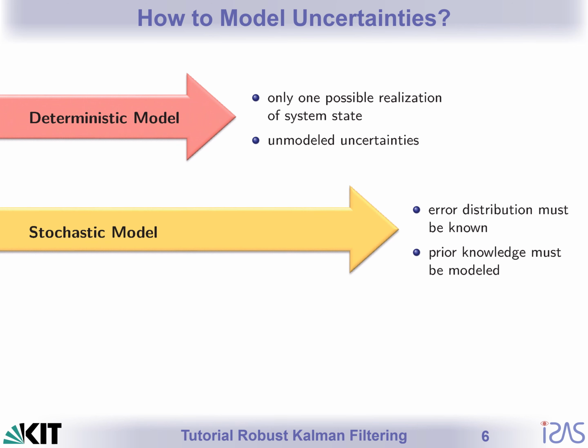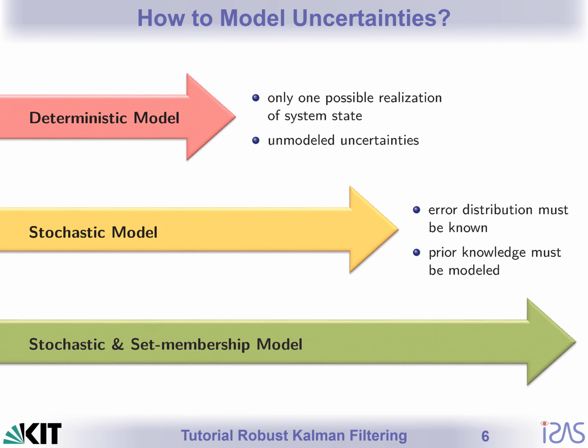Then there's a stochastic model. To really work with that, based on Bayes formula and everything that you know from Bayesian estimation, you have to know some error distribution. And for Bayesian estimation, you need a prior. As we'll see throughout this talk, with our stochastic and set membership modeling, we alleviate these needs. We can have less knowledge about the error distributions, and we do not need one specific prior.